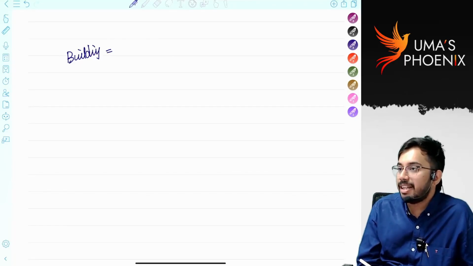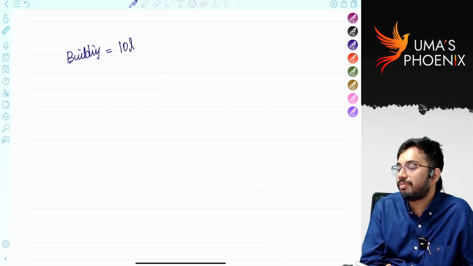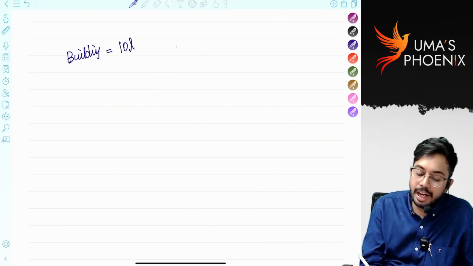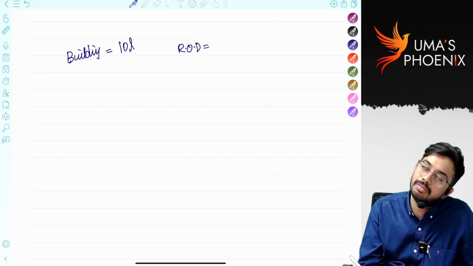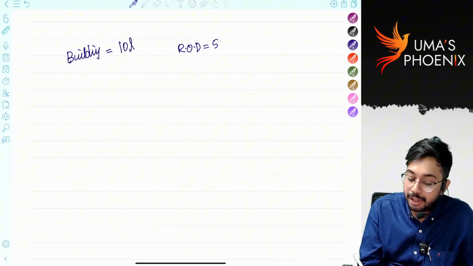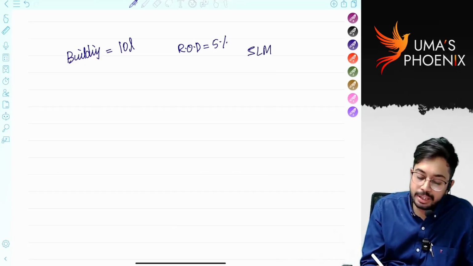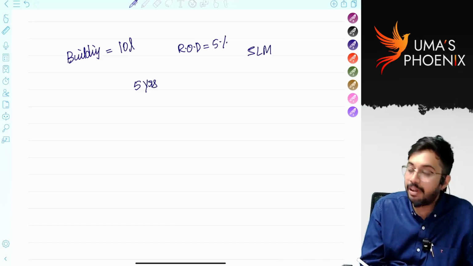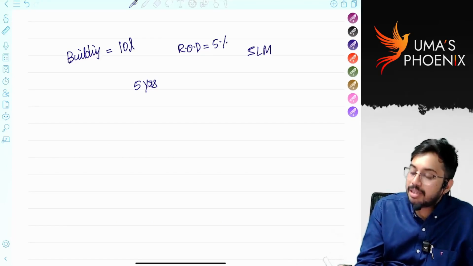Building is a tangible asset, right? Building cost is, let's say, 10 lakhs. Let's say the rate of depreciation is 5%, okay, and the method of depreciation is SLM. The building is used for 5 years. After using, the building is sold.